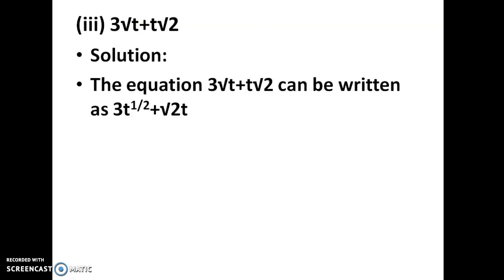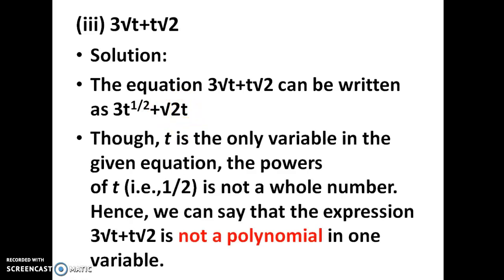Then here, 2 root t plus t root 2. This is the given equation. So how to write it? Root 2 means it is to the power of 1 by 2. Then this t is there, so t to the power of 1. Now itself you can say it is of the power 1 and a half. Half is not a whole number. So this is not a polynomial.